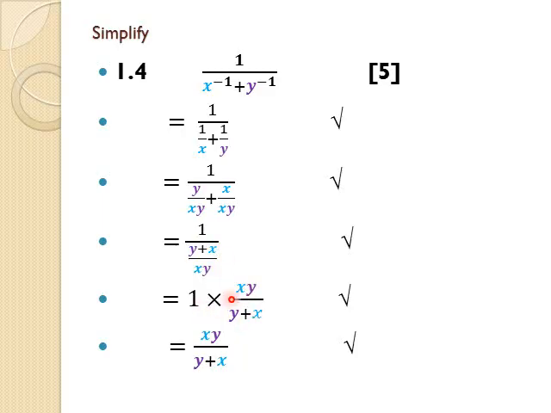Right, and 1 times anything stays the same, so my final answer is xy over y plus x. So 1 mark for correctly changing that to positive exponents. Another mark for making my denominators the same and correctly multiplying across. Another mark for adding and putting under 1 denominator. Another mark for inverting my fraction, and 1 mark for my final answer. So that is your 5 marks on exponents.